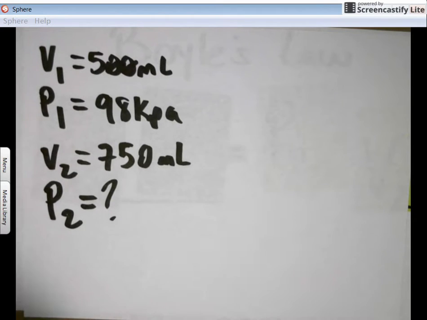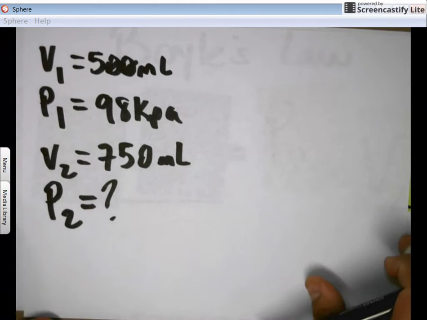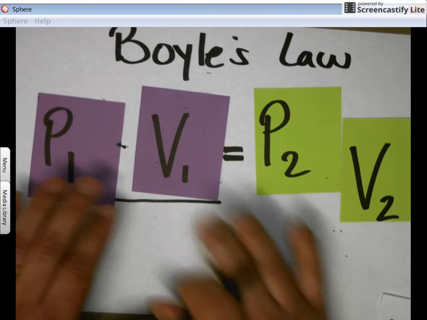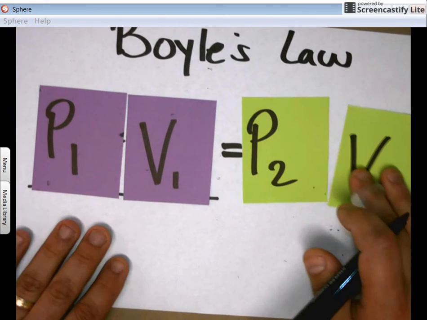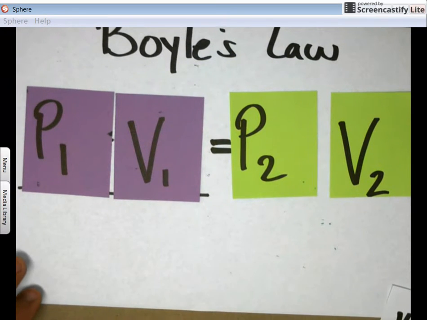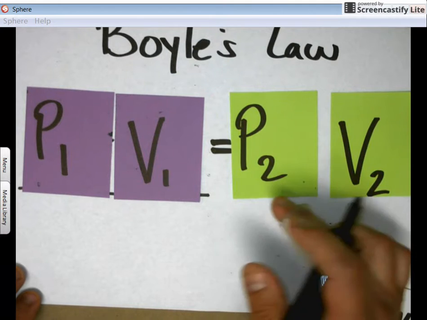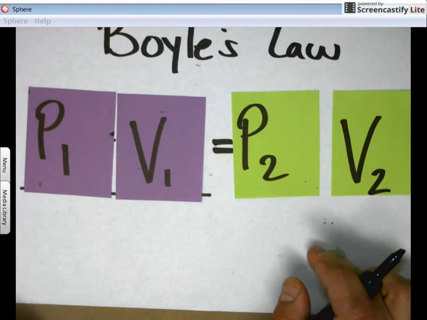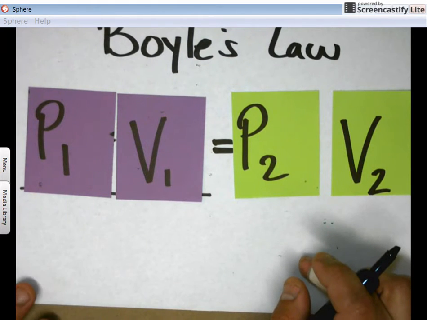Okay, so I'm going to get this out of the way so we can work this problem. And this is the work I need to see. So if we're looking at Boyle's law, it's basically P1 V1 equals P2 times V2. And I need to solve for P2. That means I need to get rid of this guy right here. So what do I have to do to get rid of V2 to get P2 by itself? It's your algebra.